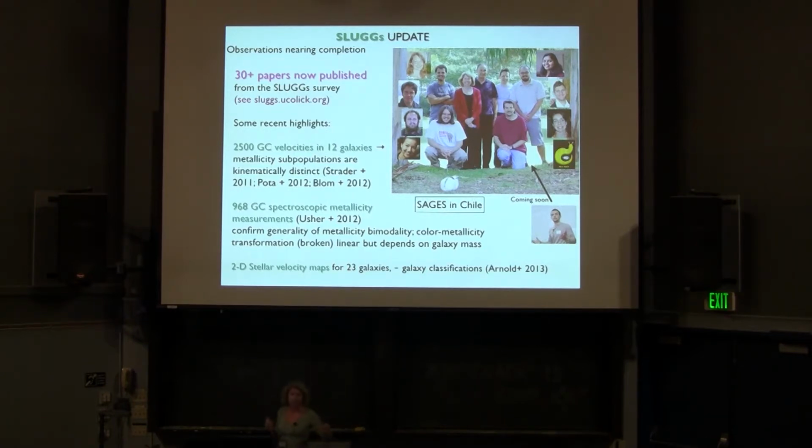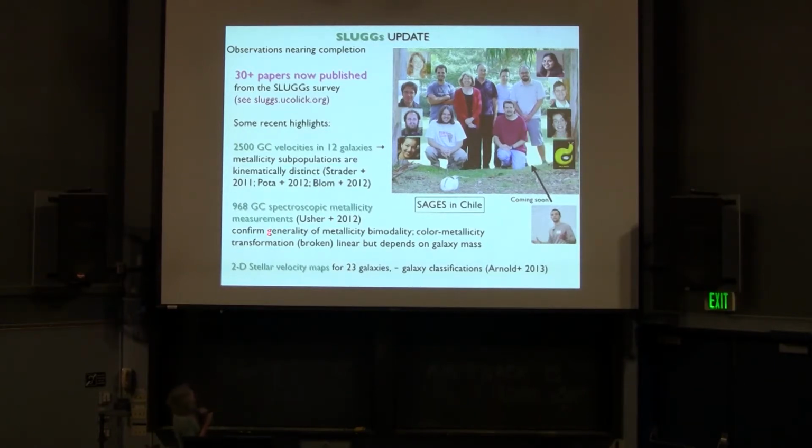So in my few remaining minutes, I thought I would just give you a SLUGS survey update. I've only been able to skim the surface of some of the things that we're doing as part of the SLUGS survey. So I'm just going to tell you incredibly briefly about some of the other highlights, and you can perhaps go to our website if you're interested in more details, or ask any of the people that I mentioned at the beginning. So the SLUGS survey, the observational part, is nearing completion, and as we're ramping down on the observations, we're ramping up on the analysis and interpretation. But we already have a bit over 30 papers now published.